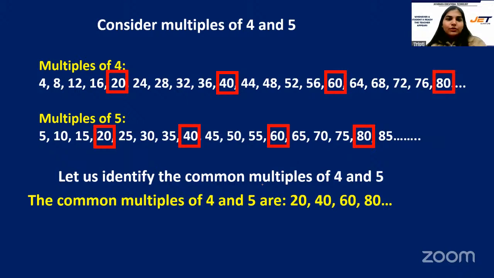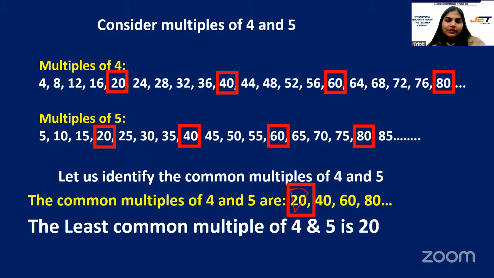Next one. Common multiples: first we have to find the common multiples of 4 and 5, then the least one. So if you see, we have just figured out the common multiples of 4 and 5, okay? Then just found out which is the least one. Least is the smallest. The smallest common multiple is 20. So 20 is the LCM. The LCM of 4 and 5 is 20.